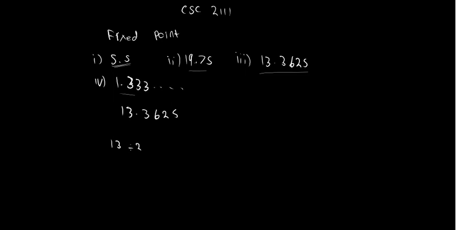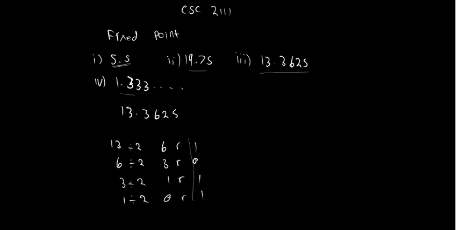13 divided by 2, what does this give us? This is 6 remainder 1. 6 divided by 2 gives us 3 remainder 0, right? And then we're going to have 3 divided by 2, which is 1 remainder 1. 1 divided by 2 is 0 remainder 1, and then of course this won't have any effect when we get to 0. So we have these remainders over here.